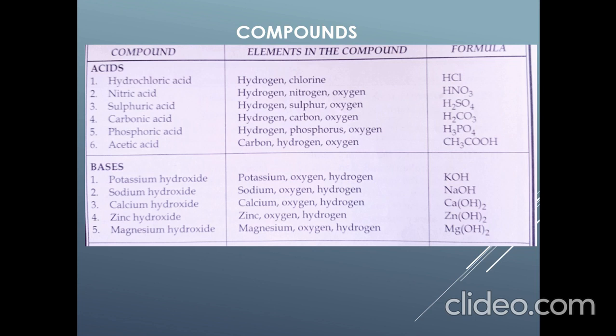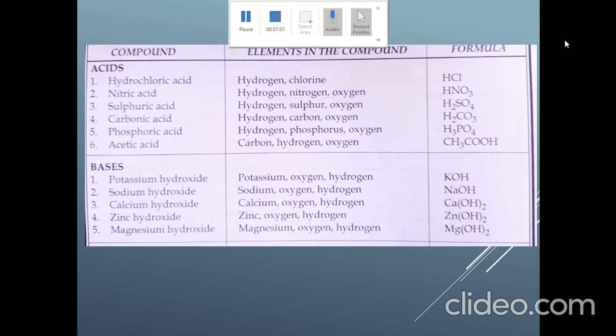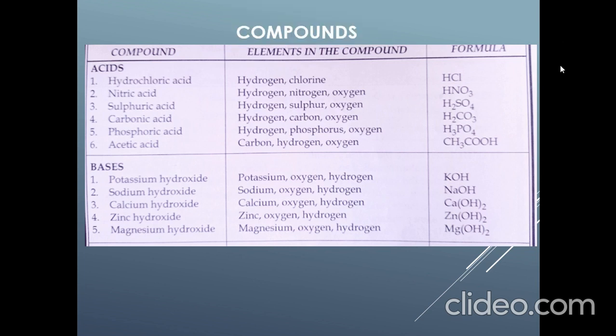Zinc hydroxide: zinc, oxygen and hydrogen, Zn(OH)2. Magnesium hydroxide consists of magnesium, oxygen and hydrogen. The general formula is Mg(OH)2. So all the acids contain H plus ion and that of bases contain OH minus ion, which is also called as hydroxide or hydroxyl ion.